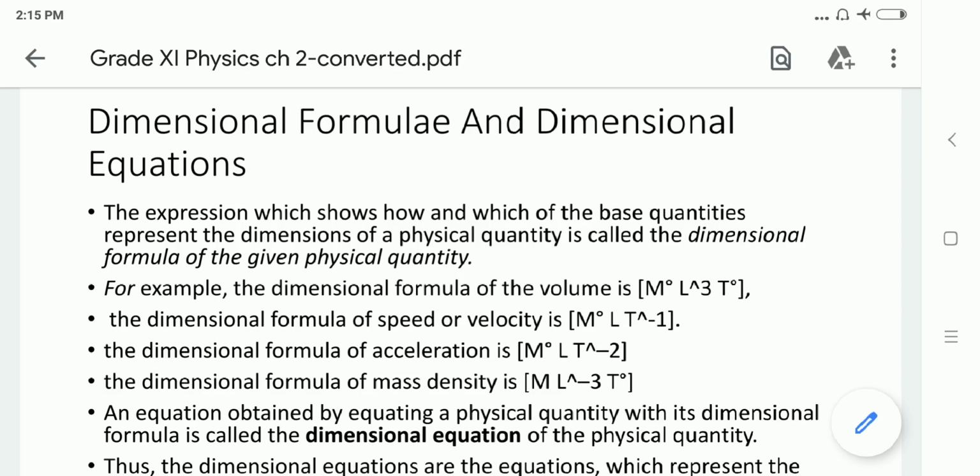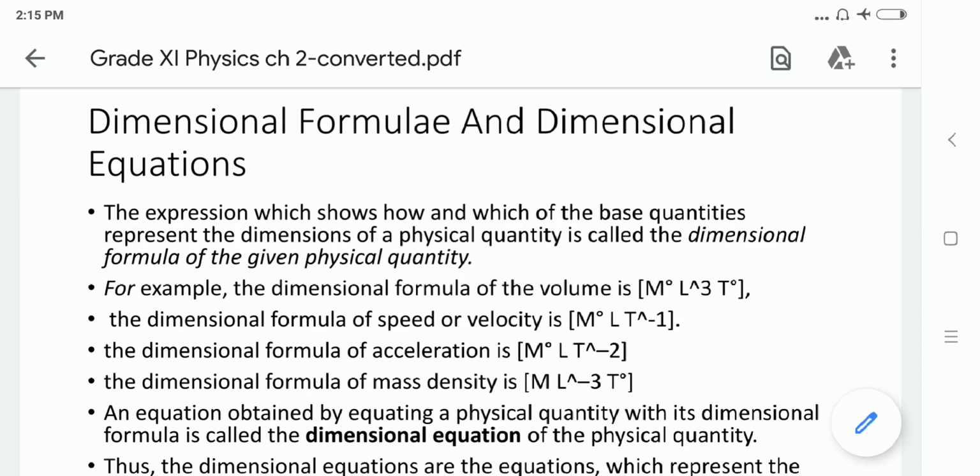Likewise, we are having the equation of speed or velocity, that is distance per time. So distance can be represented as a length, L1, per time, that is division of time. If we take it in numerator, then time inverse. So we can represent this equation as M0 L T inverse. Here between M, L and T one space we are giving.